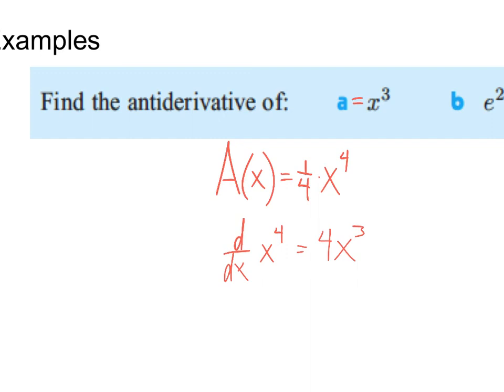Yeah. Are there any other functions I could take the derivative of and get this? Yeah, like plus 1, plus 2, plus any number. Yeah, plus, and this is the key thing I wanted to get to here. This is the family. It's going to be 1/4 x to the fourth plus any constant. So we're going to put a plus c at the end of all of these. Okay?